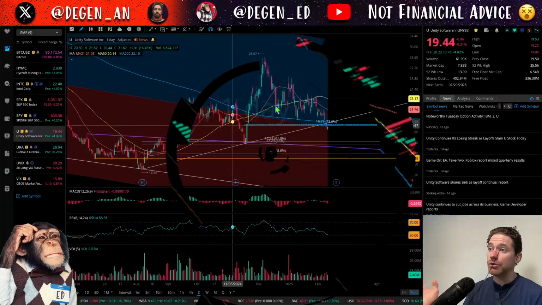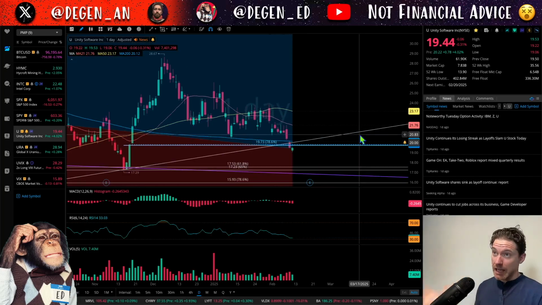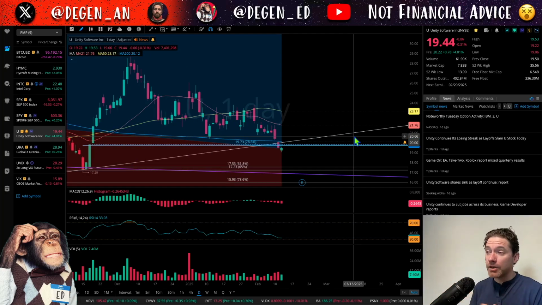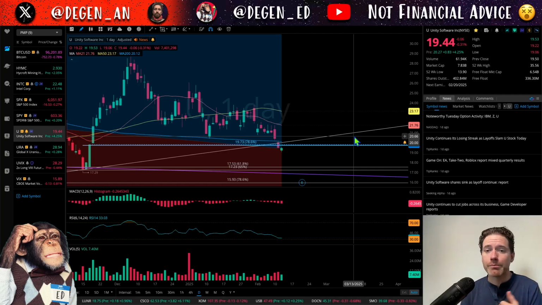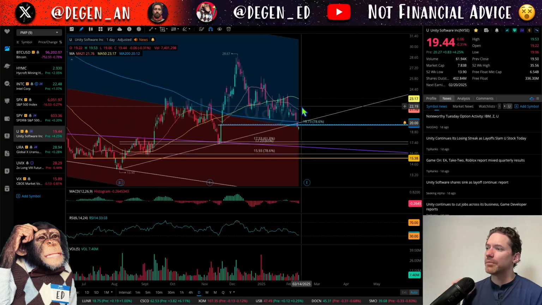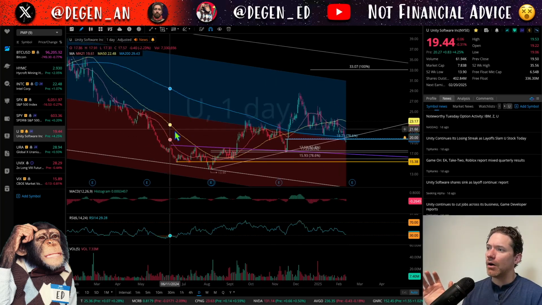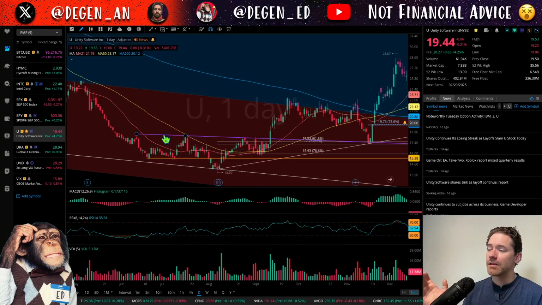And so, Unity Software, this one came down to my level. I'm curious to look at the options data, though. I don't think it is showing bullish signs just yet. But I just kind of wanted to go over how we had this neckline here.